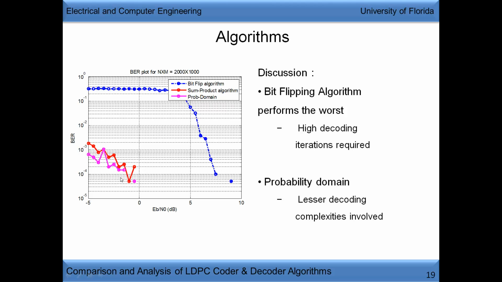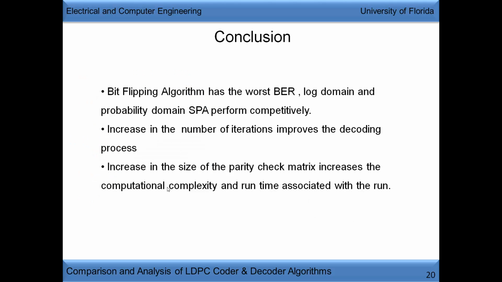Moving ahead, we see from our analysis that the bit flipping algorithm performs the worst because it requires high decoding iterations to actually perform better. The probability domain algorithm performs much better because it requires lesser decoding complexities. Bit flipping algorithm has the worst BER, and log domain and probability domain SPA perform competitively. Increase in the number of iterations improves the decoding, and increase in the size of the parity check matrix increases the computational complexity.